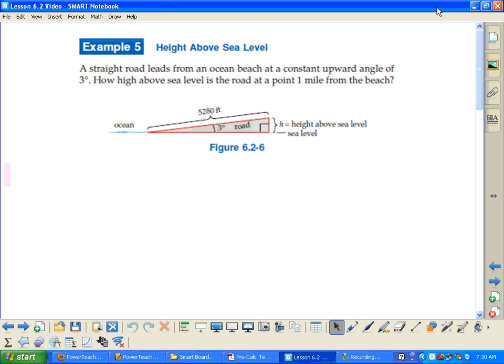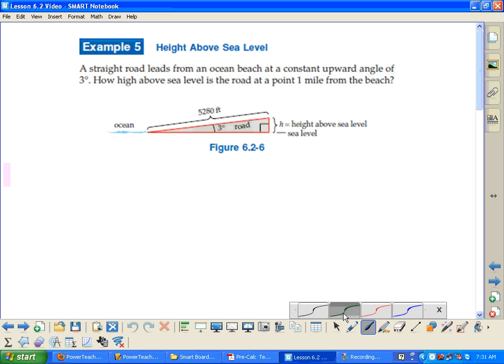And one of the biggest problems that students have at times is what's the hypotenuse, what's the horizontal side. Sometimes those get mixed up. So here they have a picture for you. They show the 3 degree angle and the 580 feet. And the question is, how high above sea level is the road at that point 1 mile from the beach? And so we're going to use a trig function here.